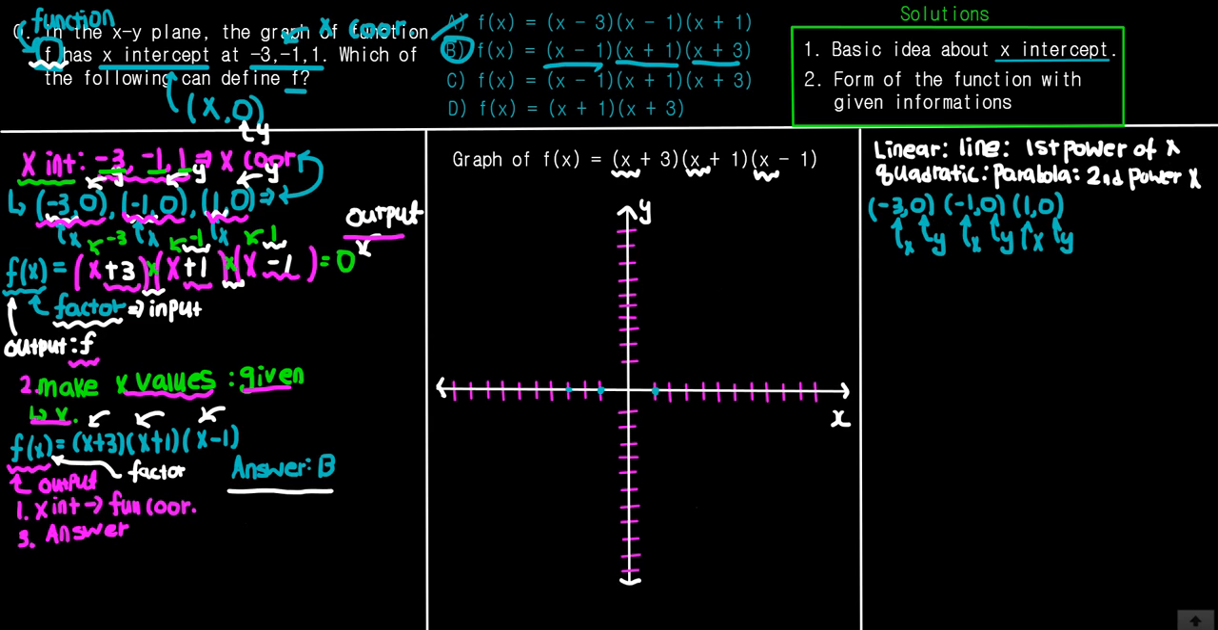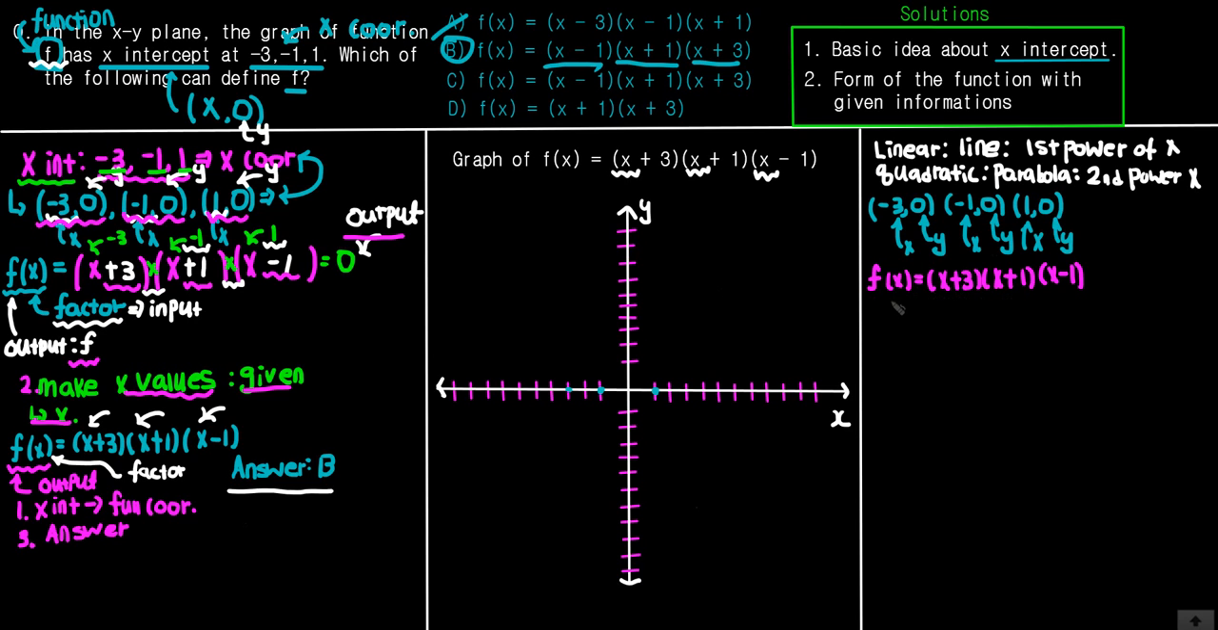We need to pick more points to graph this function. If you write our function down, f(x) = (x + 3)(x + 1)(x − 1). If we input a value for x, it will give us the output of the function f.